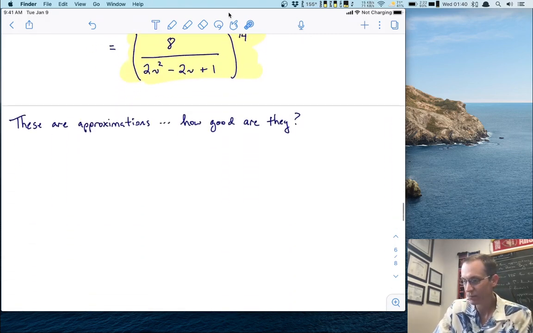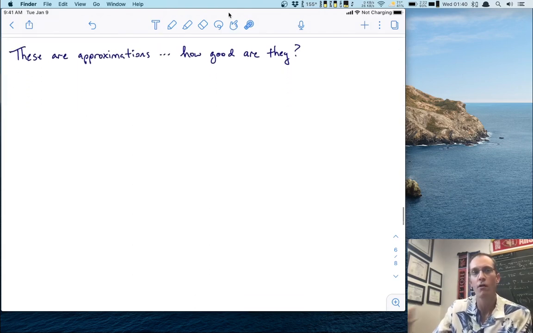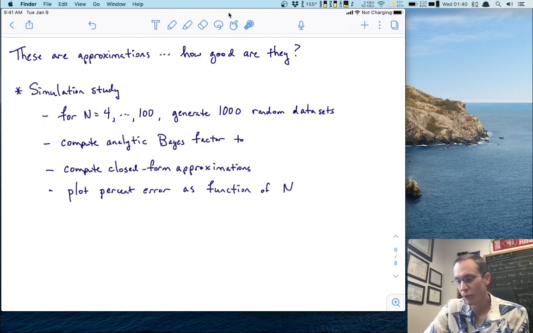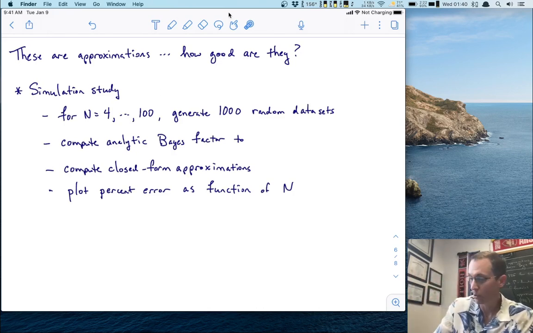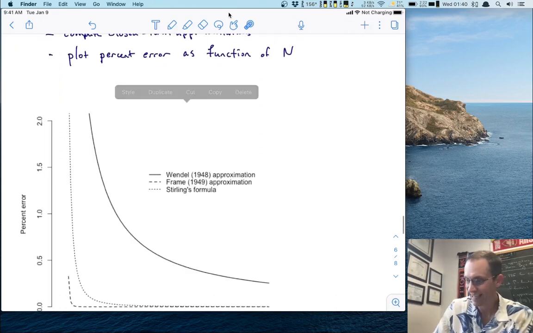So you might ask, well, these are all approximations, right? They're not exact solutions. How good are they at approximating? So to investigate that, I ran a little simulation study. For sample sizes of 4 up to 100, I generated 1,000 random data sets each, computed the analytic Bayes factor, and then computed these closed form approximations and plotted the percent error as a function of that sample size. And here's what we get.